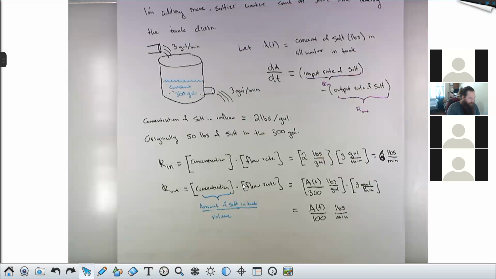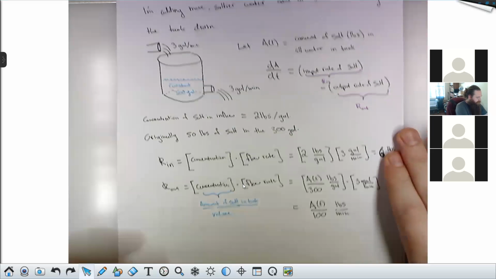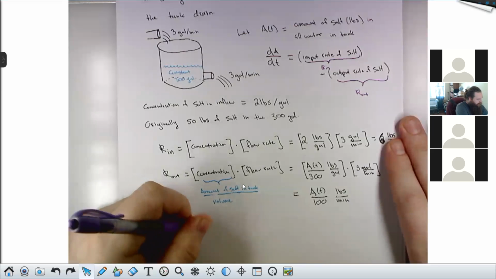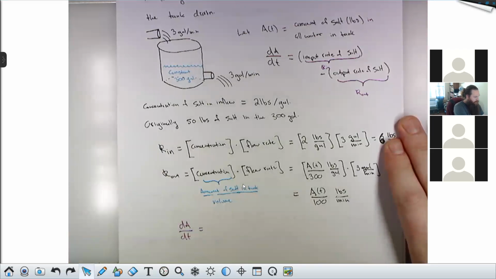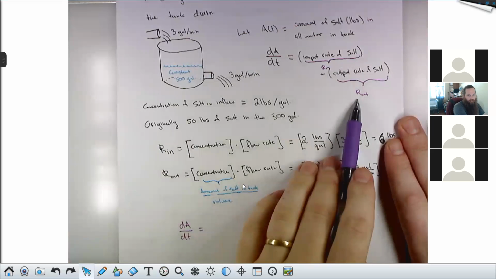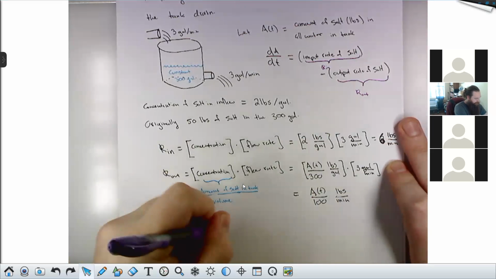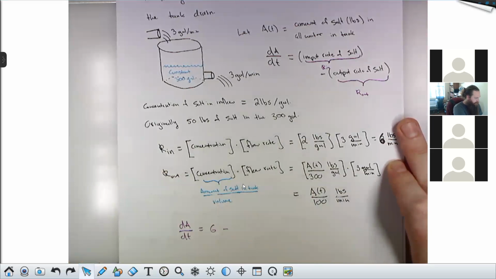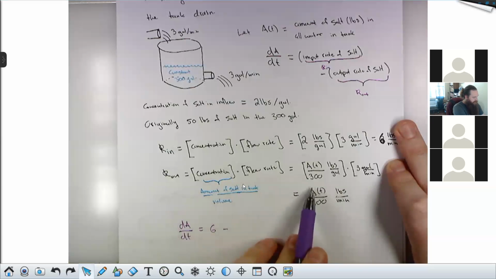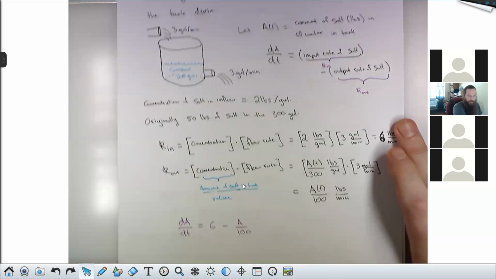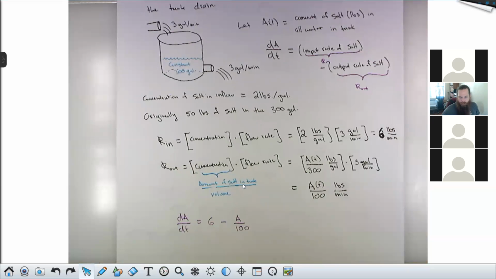All right, now we're ready to set up, or write down, our differential equation. dA/dt is equal to R in minus R out. R in is 6. I'm going to leave off the units here. Minus the rate at which salt is flowing out, which is A over 100. And this is a differential equation that we can solve.